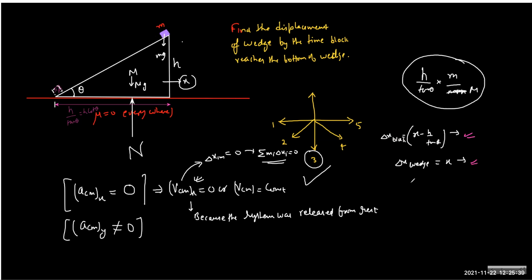So what does the formula say? The mass of the wedge into delta x wedge, plus the mass of the block into delta x block, must equal 0. And so the answer is simple, mh.